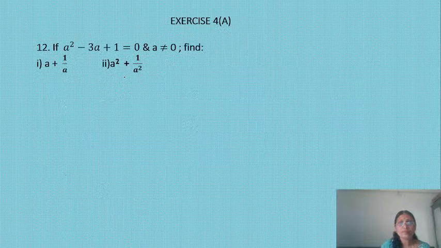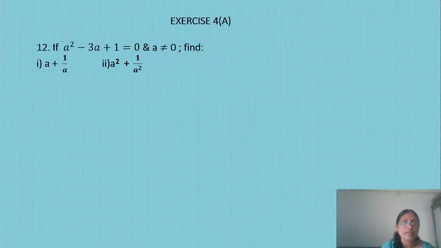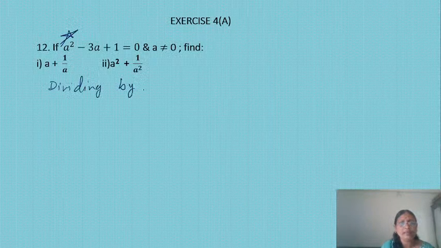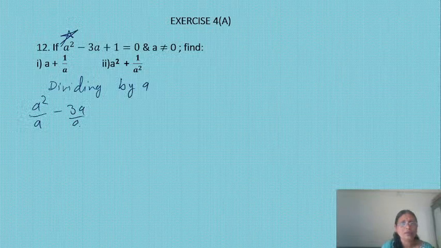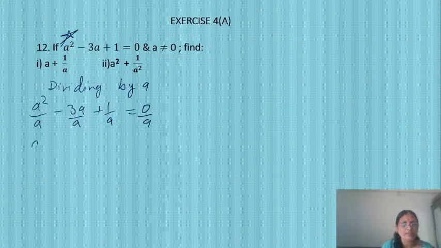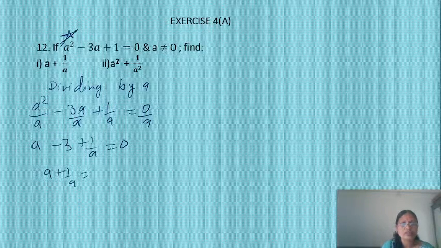Question number 12. A square minus 3a plus 1 is equal to 0. So the target is a plus 1 upon a. So what should I do to this equation so that I get a plus 1 upon a? Dividing by a, the entire equation by a. So we get a square upon a minus 3a upon a plus 1 upon a is equal to 0 upon a. A square upon a is a. This a and a got cancelled. This is minus 3 and plus 1 upon a is equal to 0. 0 divided by anything is going to be 0. So a plus 1 upon a is equal to 0 plus 3, which becomes 3. So we got the first part.